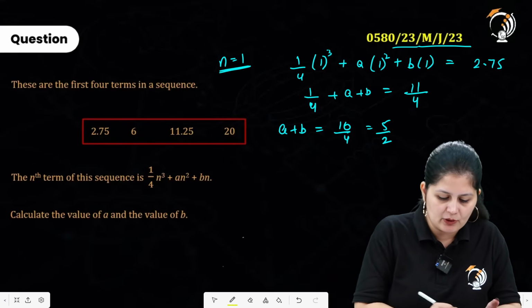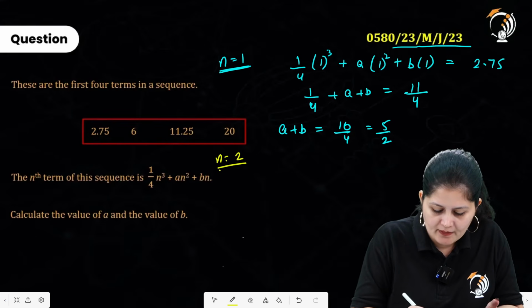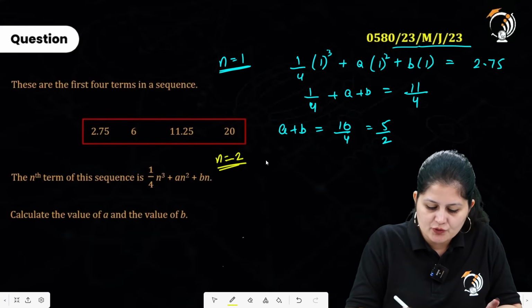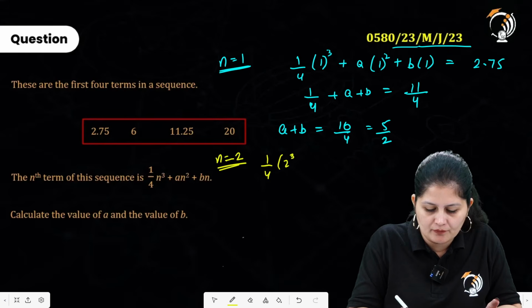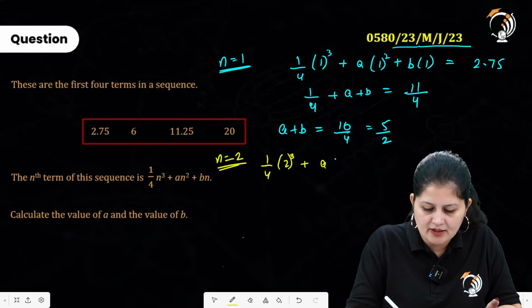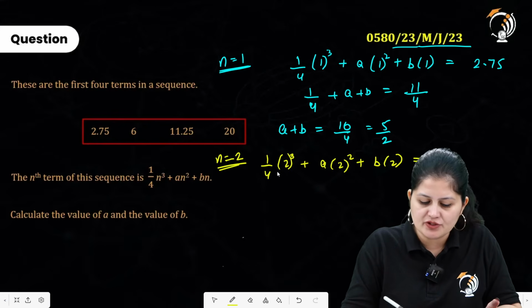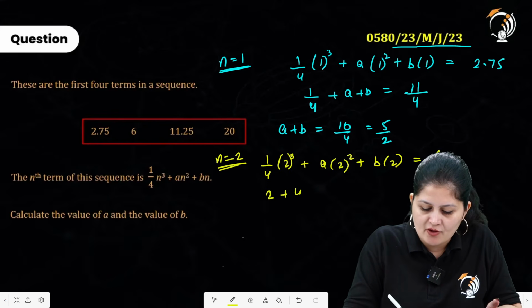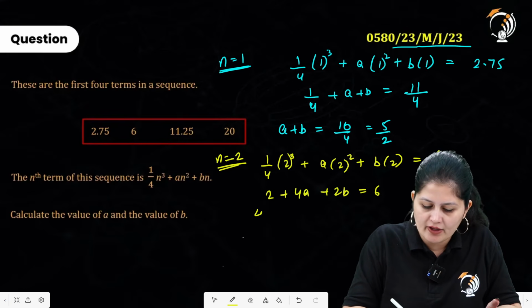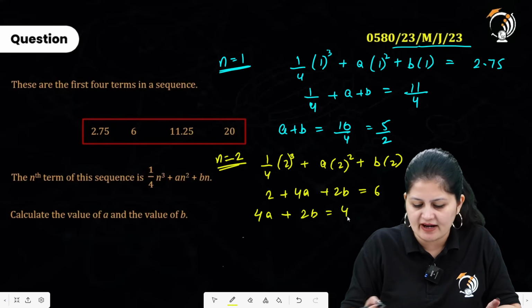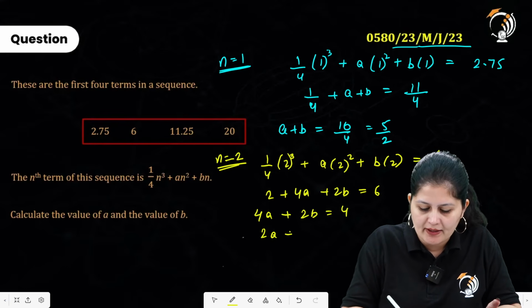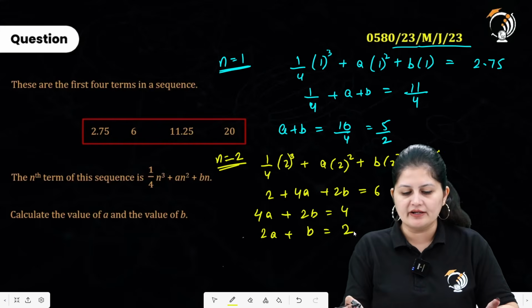In order to make the second equation, let's put n is equal to 2 now. So when we put n is equal to 2, it is going to be 1 over 4, 2 cube plus a 2 square plus b multiplied with 2 is equal to 6 is what we are getting here, right? So it is going to be 8 over 4, which is nothing but 2, plus 4a plus 2b is equal to 6. So we are getting 4a plus 2b is equal to 4. Later on we can divide this entire equation by 2 and get 2a plus b is equal to 2. That is what we are getting here, right?